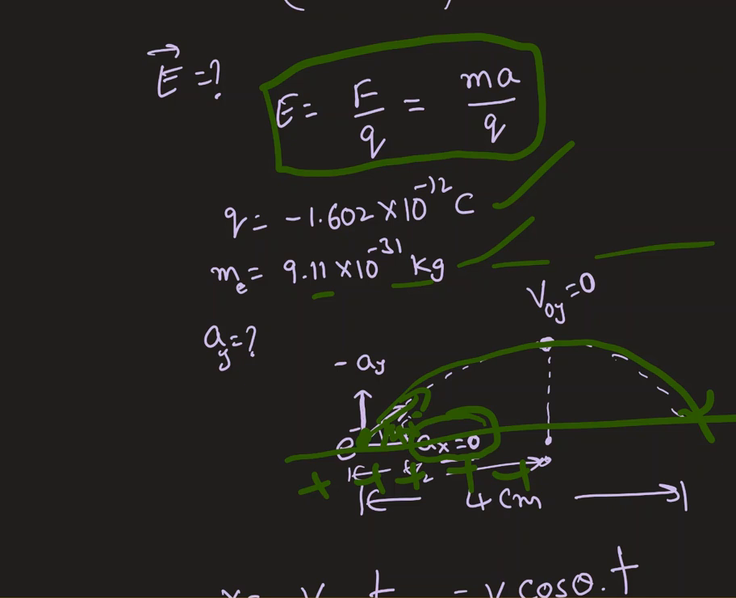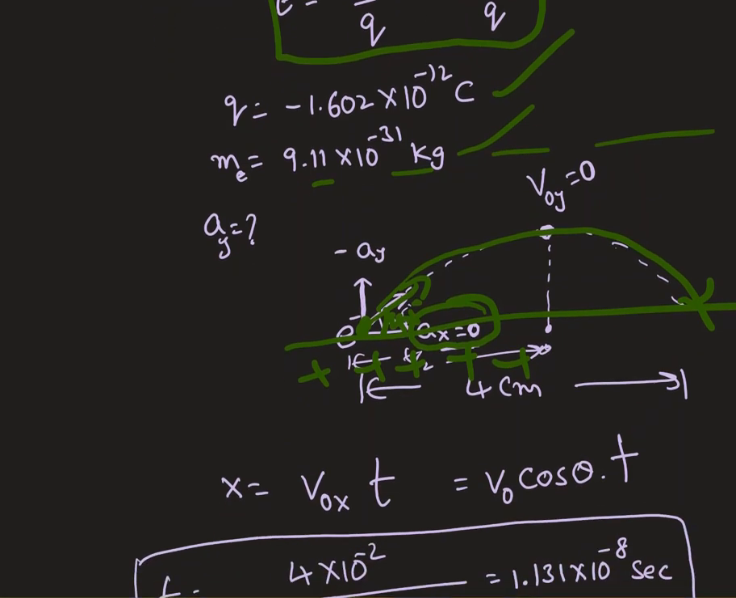Now, acceleration in the x direction is 0, while acceleration in the y direction is definitely changing. So since there is no acceleration, it's a constant velocity in the x direction. So what we're going to find first is the time taken to reach the final point. It traveled 4 centimeters. I know the distance, and I know v naught in the x direction. So I just use velocity equals distance over time in the x direction, so v naught times cos theta, because I'm just looking for x direction velocity, times t.